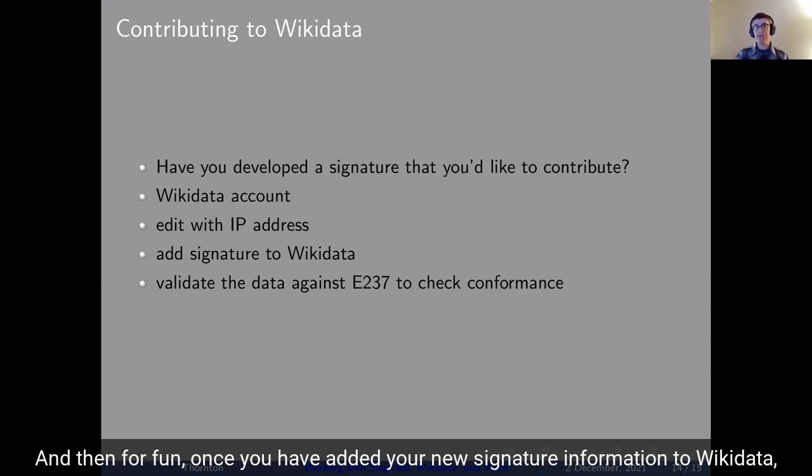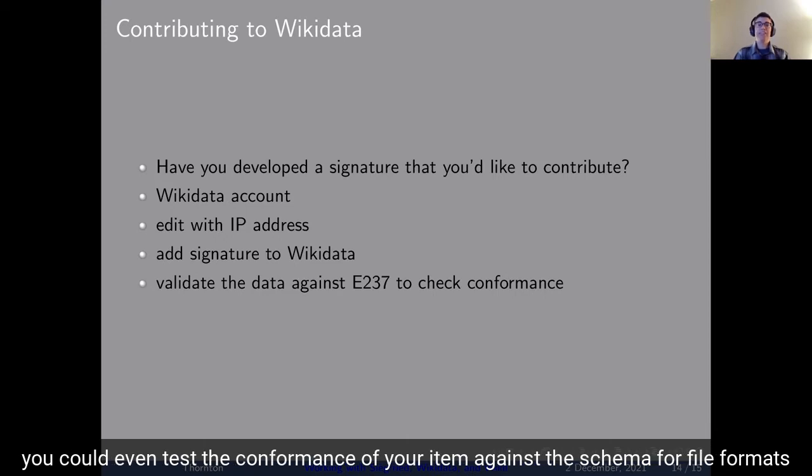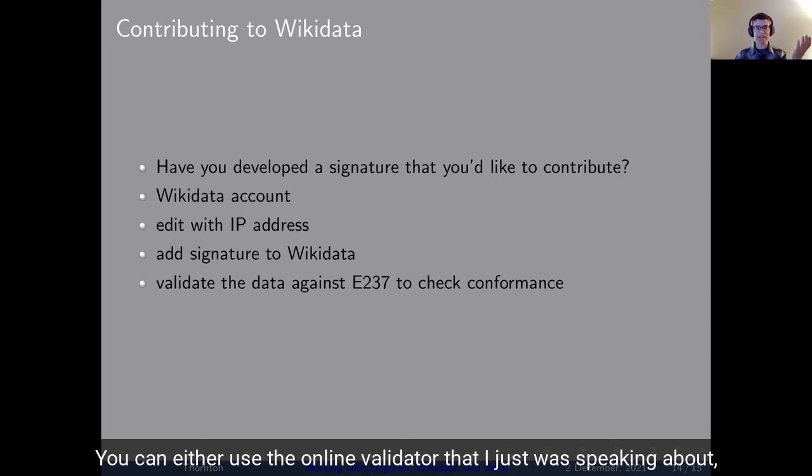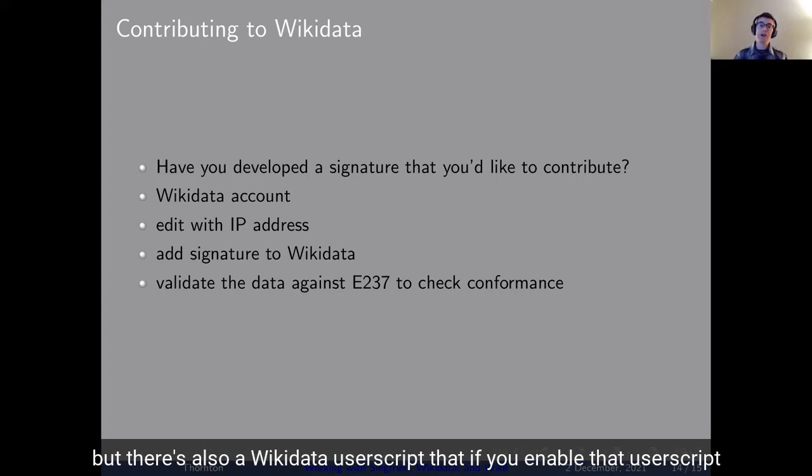And then for fun, once you have added your new signature information to Wikidata, you could even test the conformance of your item against the schema for file formats with the file format identification pattern. There are a few ways you can do that. You can either use the online validator that I was just speaking about, but there's also a Wikidata user script that you can enable.